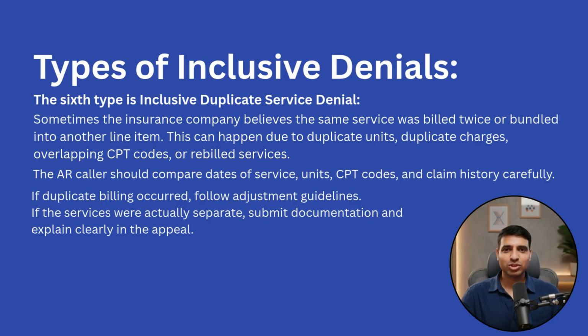The ER caller should compare dates of service, units, CPT codes, and claim history carefully. If duplicate billing occurred, follow adjustment guidelines. If the services were actually separate, submit documentation and explain clearly in the appeal.